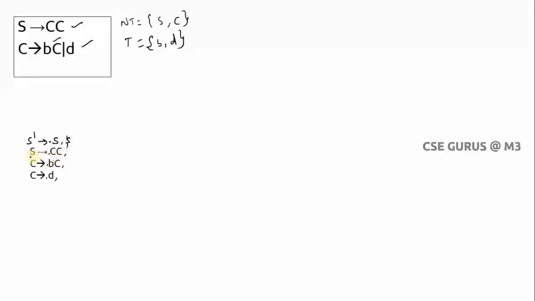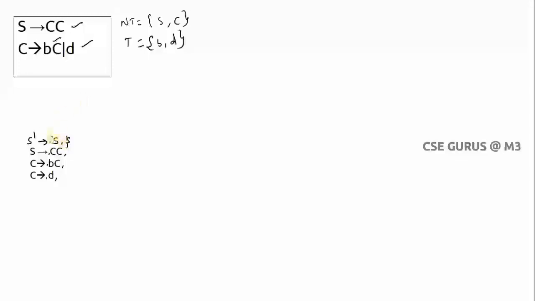Now coming to this one, what is there on the left hand side? S. Check whether there is any .S production on the right hand side. Is there any? Yes, here .S is there. Remember here it is .S. Now check what is the symbol after .S? Is there any symbol? No.